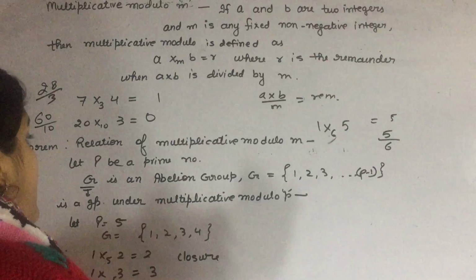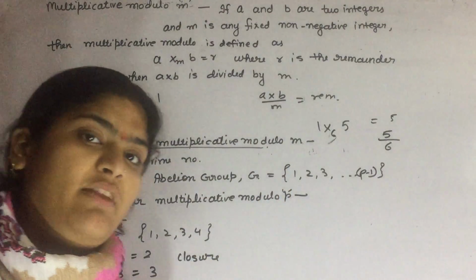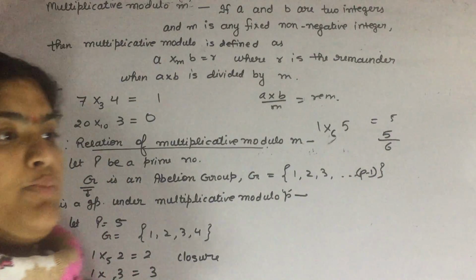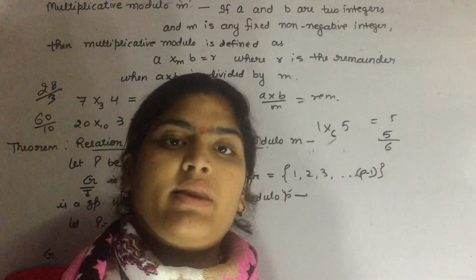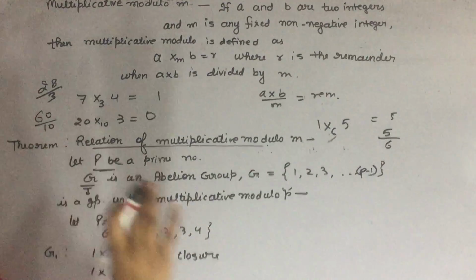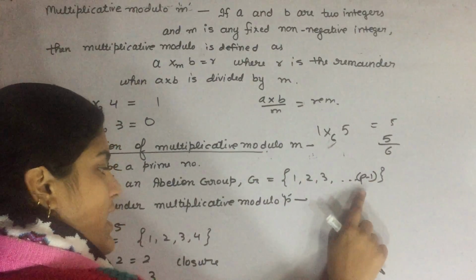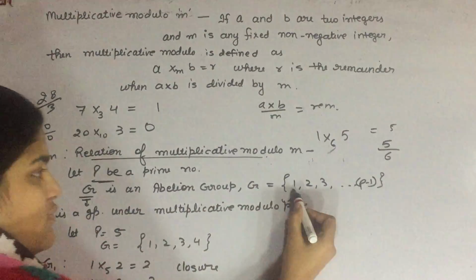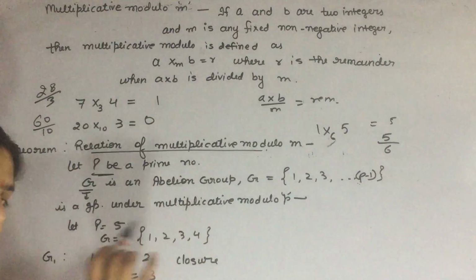Okay. Move on. We have to prove that multiplicative modulo of m also forms a group. So for that we have to prove closure, associative, and so many properties are followed by this. So let us suppose P is a prime number and G is the abelian group having this series. Let us suppose P is something like 5, for example. So G becomes 1, 2, 3, up to P minus 1; if you put P as 5, 5 minus 1 is 4. So this is your set.